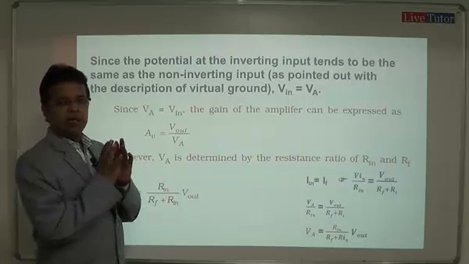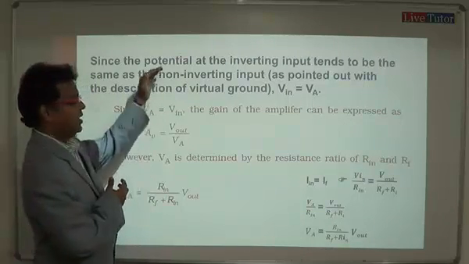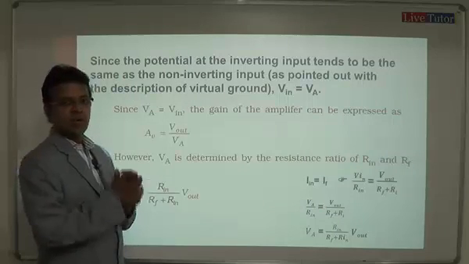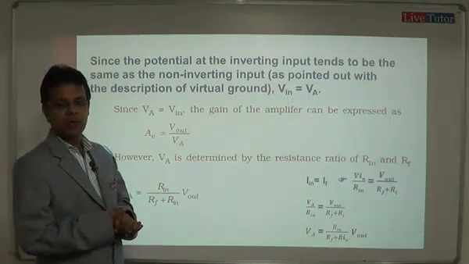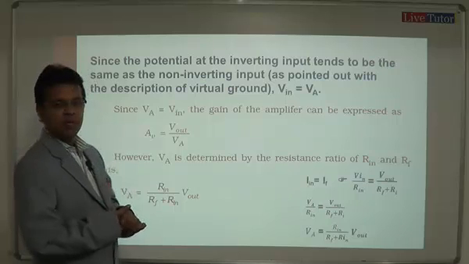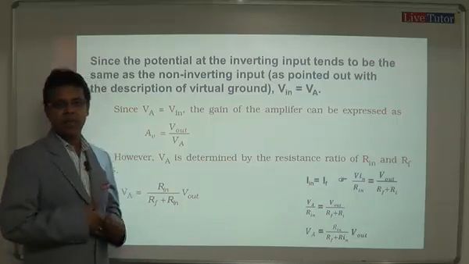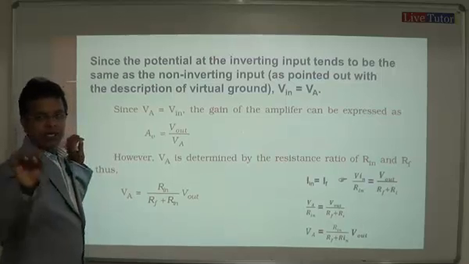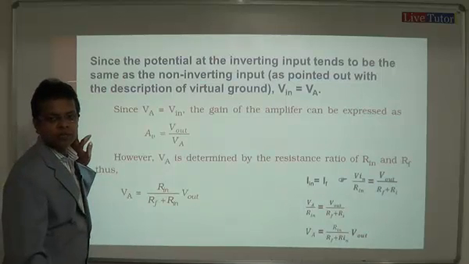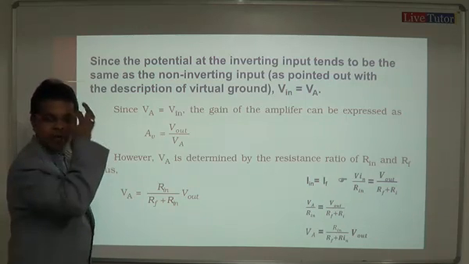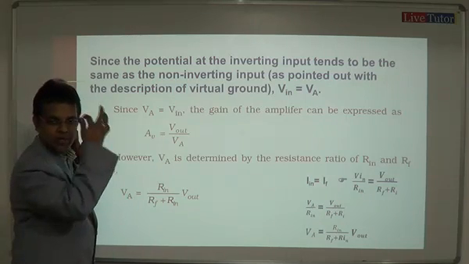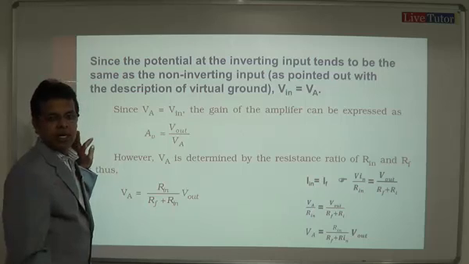The potential at this inverting input is going to be the same as the non-inverting input. We already saw the virtual ground, that both voltages will be the same. So Vin will be equal to VA. Vin is equal to VA, that is because of the virtual ground.